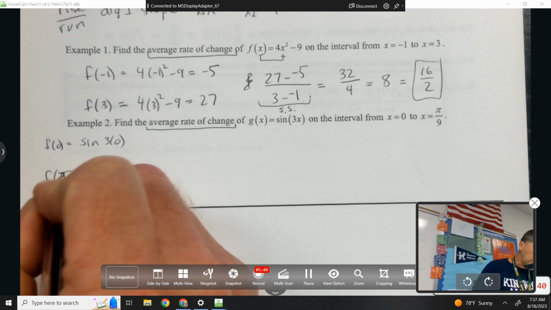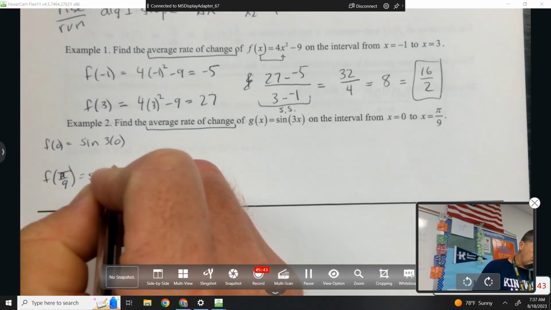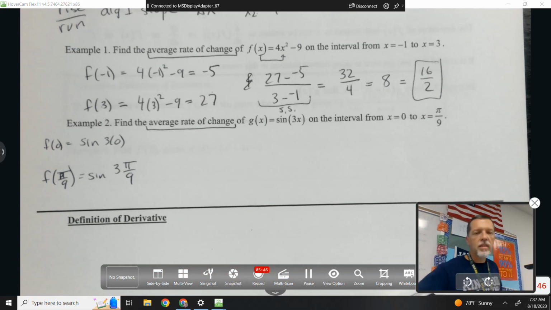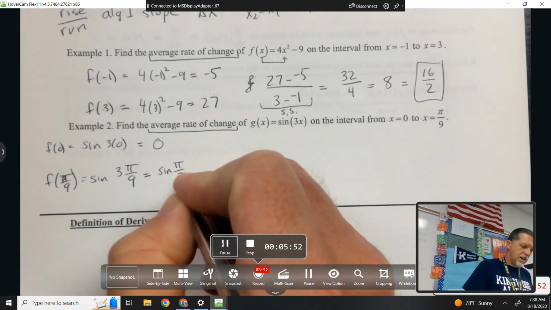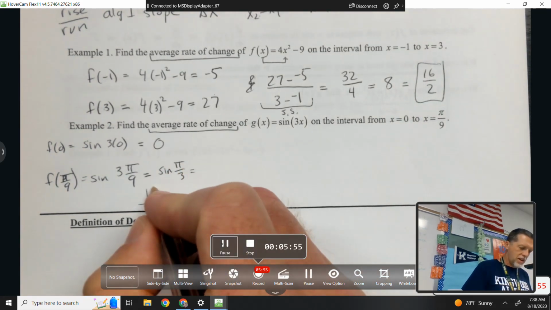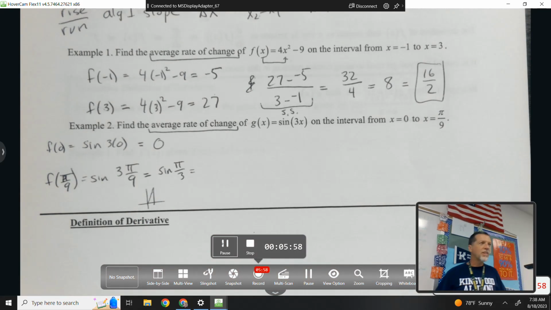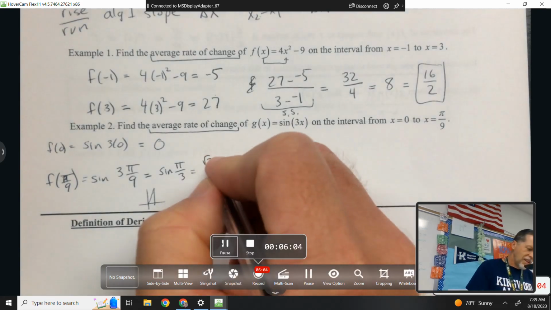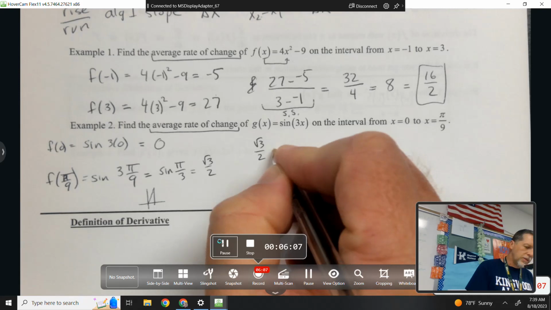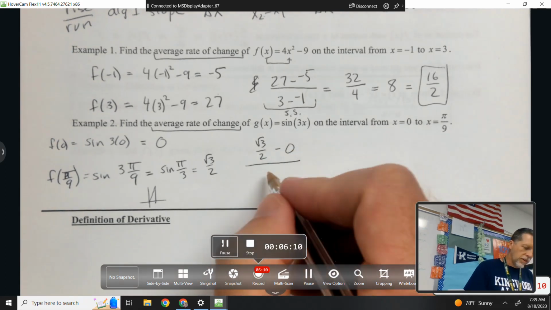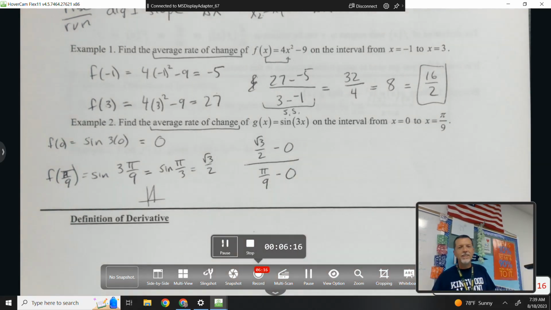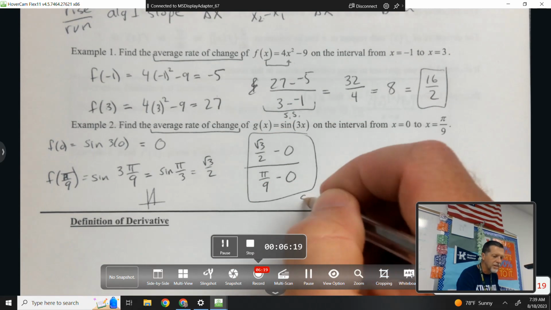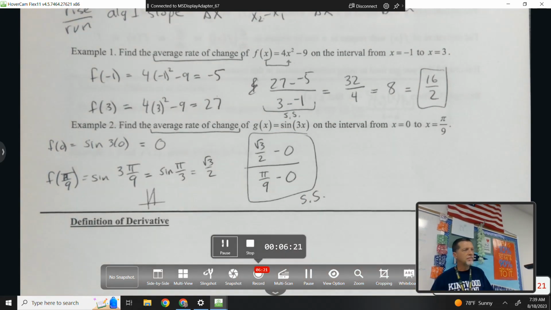I'll get it set up, but the problem is not the setup. The problem is the sine of 3 pi over 9, probably. Sine of pi over 3. Sine of pi over 3? Root 3 over 2. So root 3 over 2 minus 0 over pi over 9 minus 0. Obviously, there's a lot of cleanup that could be done, but why bother? Safe stop that and move on.